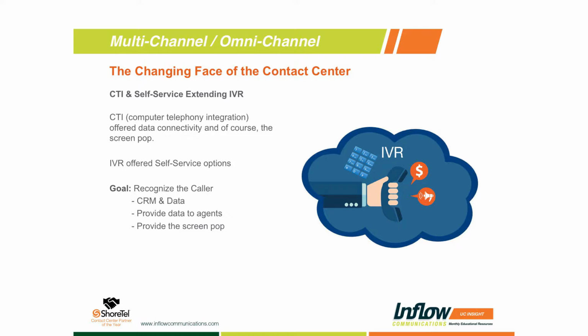And the goal really was to recognize the caller. And this is the same of both CTI and IVR. The goal really is to recognize the caller, whether it's through looking at caller ID or asking them to input their account number or some piece of information specific to them. And in doing so, they were given access to data about their account, typically in a CRM, and that's sort of where contact centers birthed the CRM movement. And today there's quite a few CRMs, but the whole intention here through CTI and IVR was to gain access for self-service options. It's also used to provide data to agents.